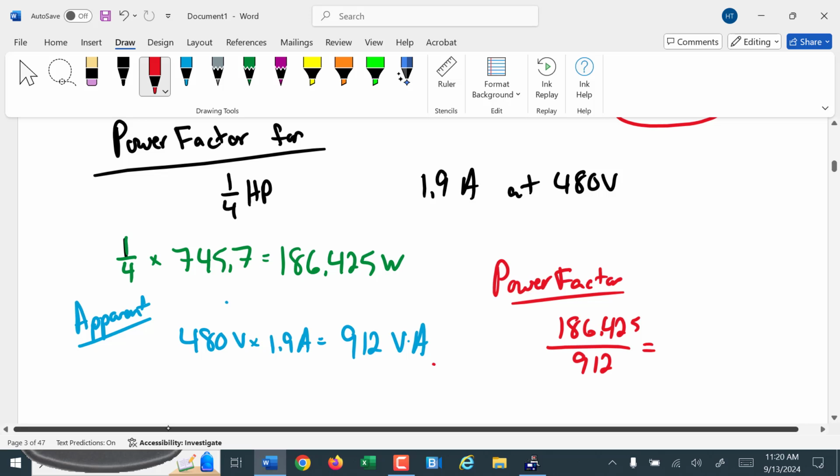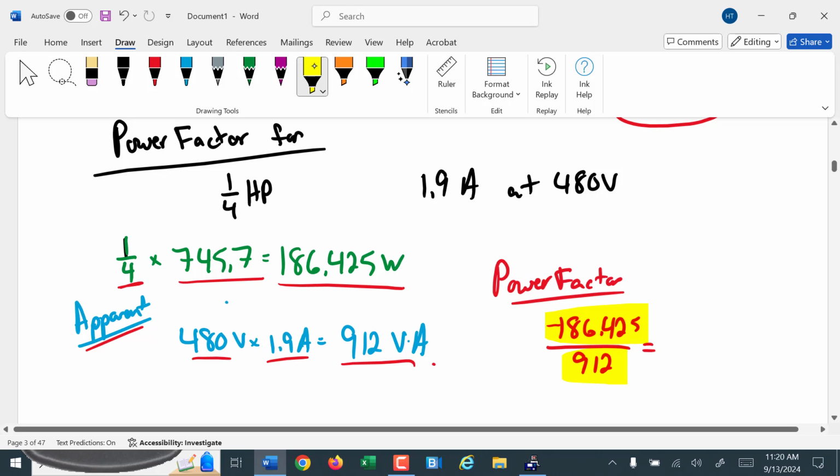So we have the rated horsepower of 1/4 horsepower times 745.7 gives us 186.425 watts if it's running at full horsepower. The tag gives us 480 volts at 1.9 amps, which is 912 volt amps. So we divide the 186.425 by the apparent 912. That should give us 0.2044 or 20.44%. Questions?